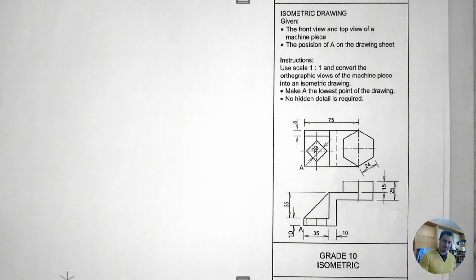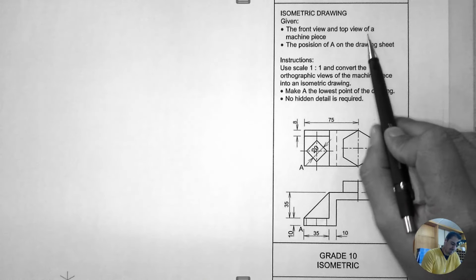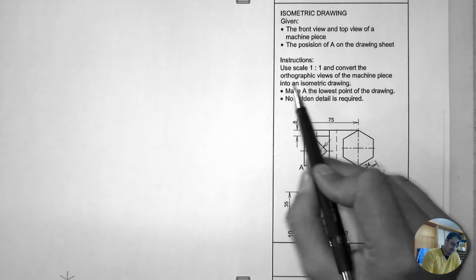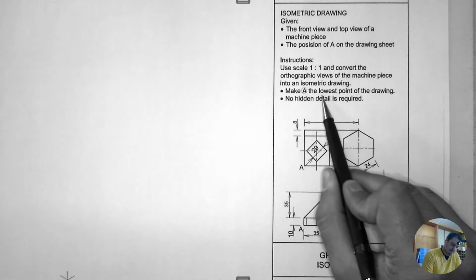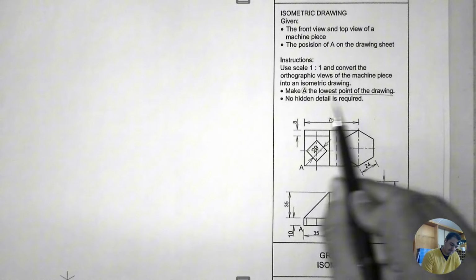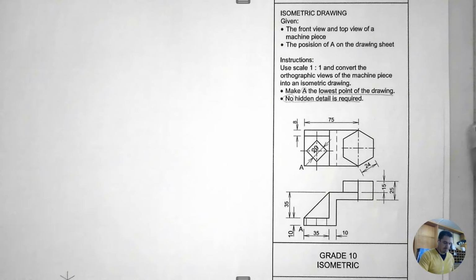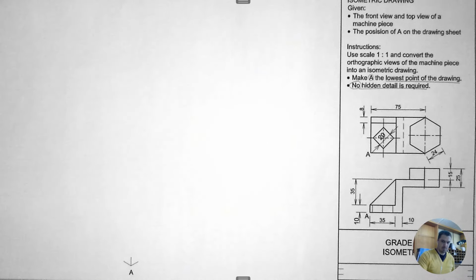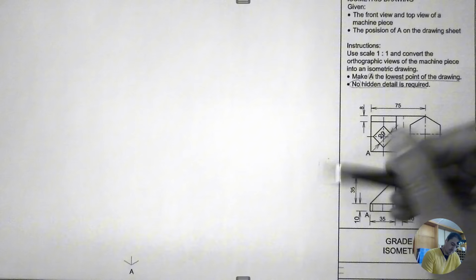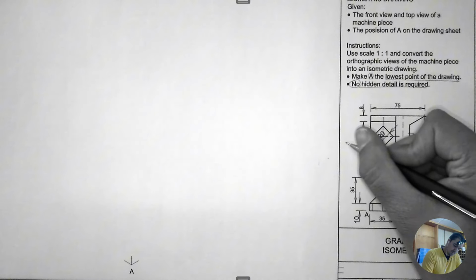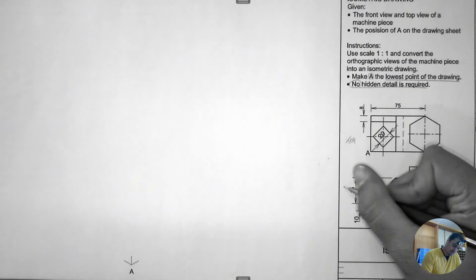Alright, here we have your isometric. The front view and starting point A has been given. Make A the lowest point of your drawing. No hidden detail is required. That's the most important. So the 2 views that they gave you is the top view and the front view.